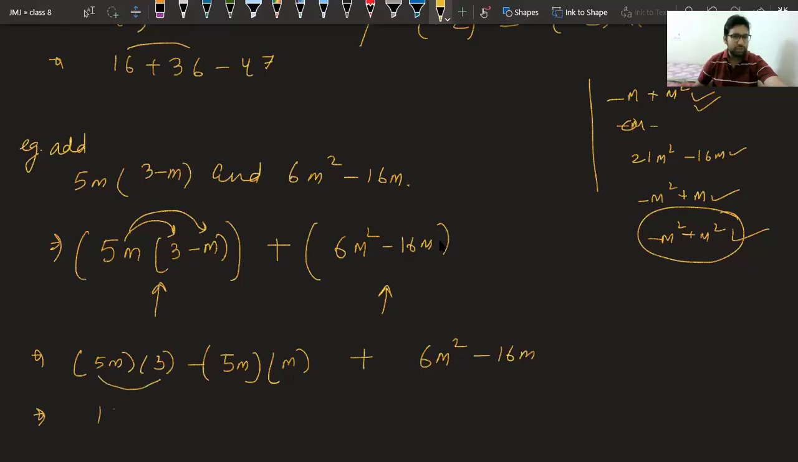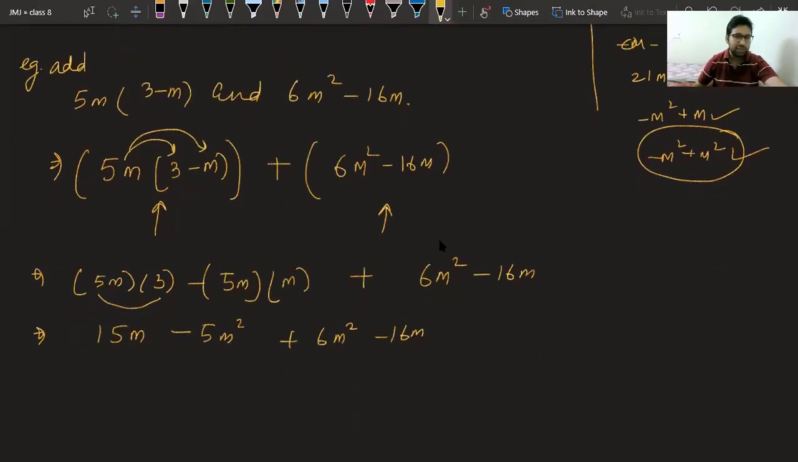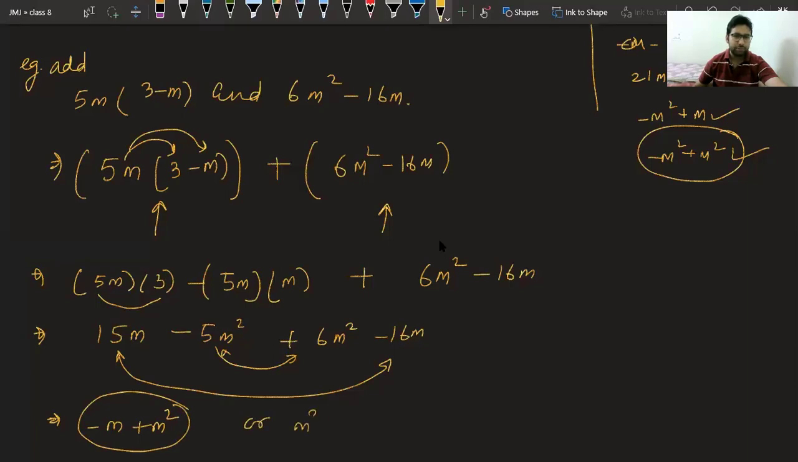5 into 3 is 15m, minus 5 into m will give you 5m square, plus 6m square minus 16m. Now if you observe class, this 15m and 16m are like terms. 16 is the larger one with negative sign, so we will get minus m. And in these two, the 6m square is larger one, so it is plus m square. So the answer is m square minus m.